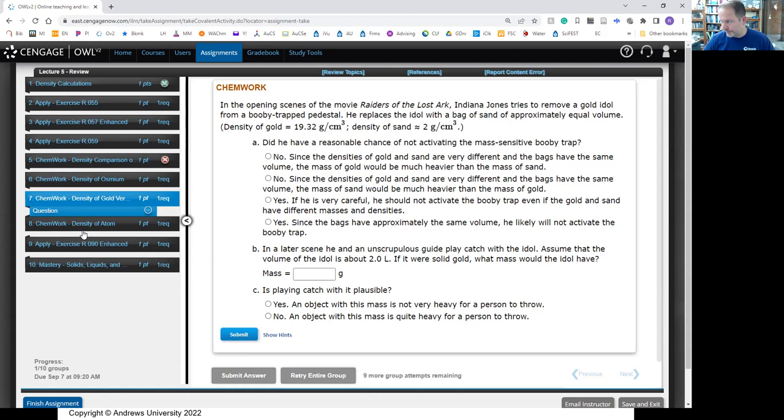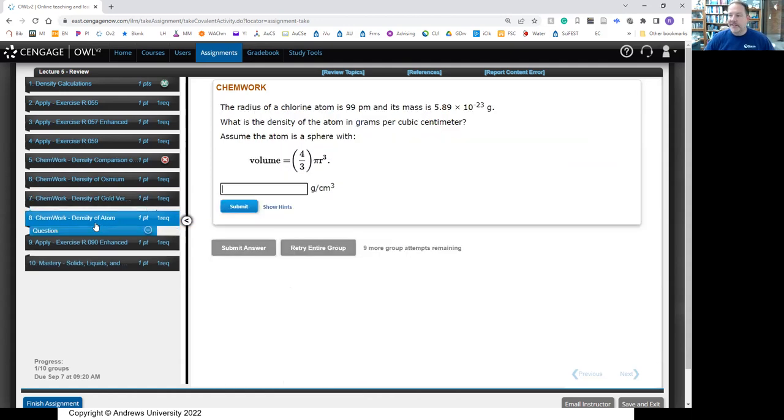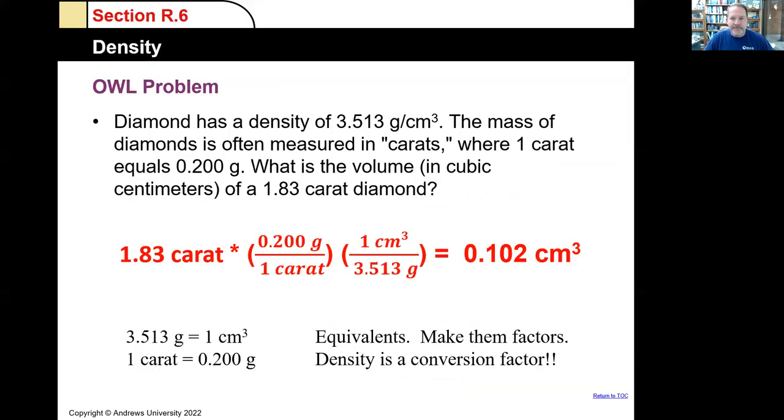Spoiler alert, he does, because he gets the density wrong. All right, so we're going to move on to the density of an atom. I got this one too in PowerPoint, so we're going to click over to that.